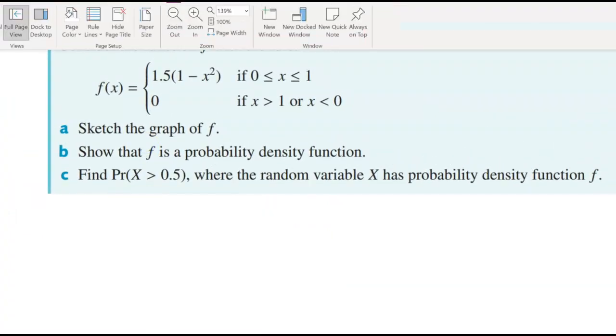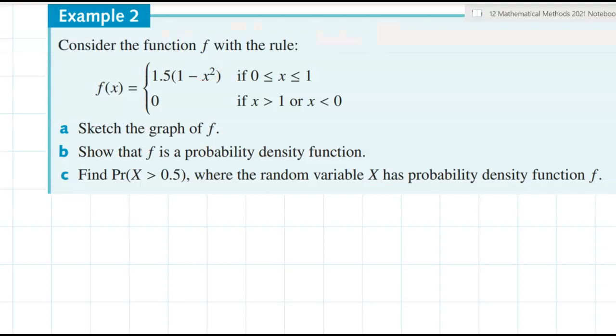So this question says, consider the function with this rule. Sketch the graph of f, show that it's a PDF, and find the probability that x is greater than 0.05. All right, so sketch. Off you go. Should be able to sketch that.